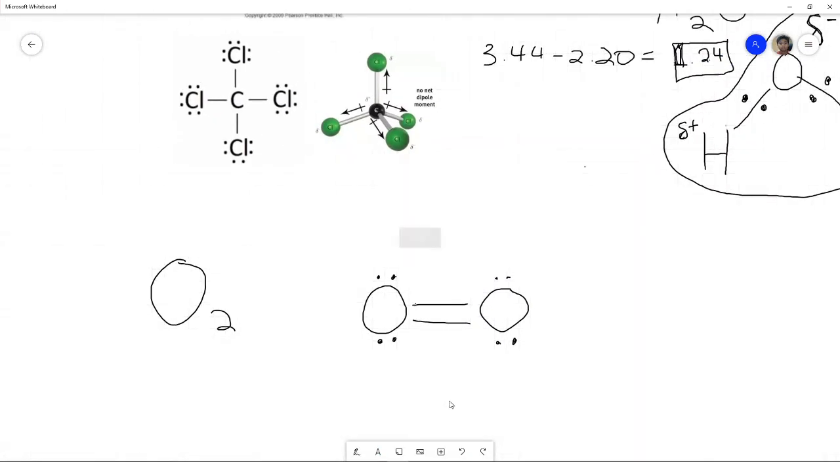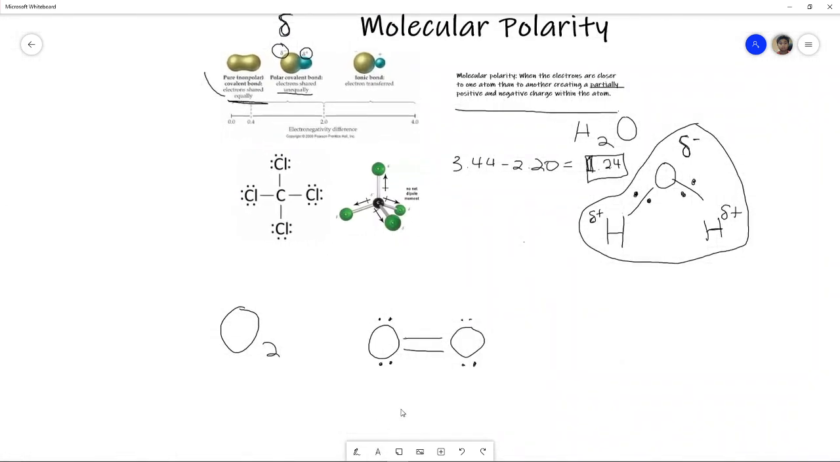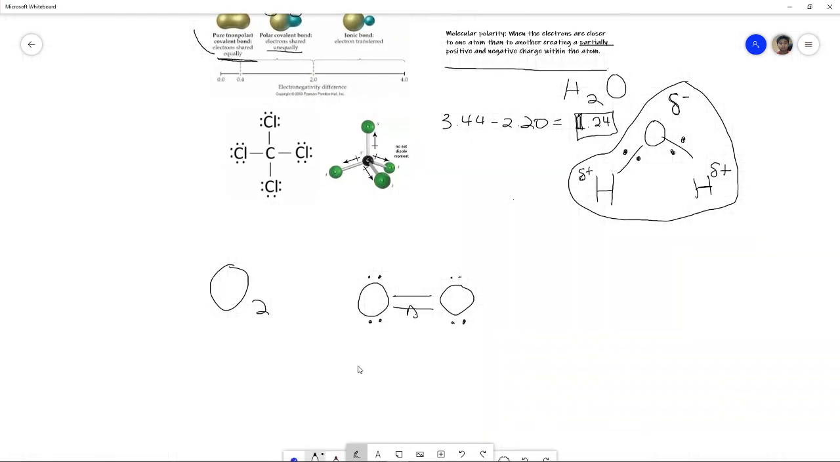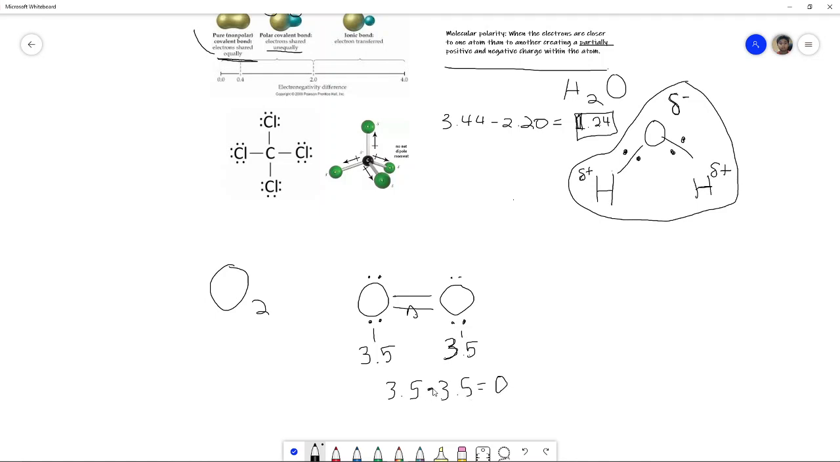And we can determine that this is a nonpolar covalent bond over here by determining the electronegativities of each atom. So the electronegativity of oxygen is approximately 3.5. But when we find out the electronegativity of a molecule, we're finding the difference between the two electronegativities. So the electronegativity of this oxygen atom is 3.5, and the electronegativity of this oxygen atom is 3.5. Because electronegativity is a trait, and it remains the same for each atom. So 3.5 minus 3.5 is 0.